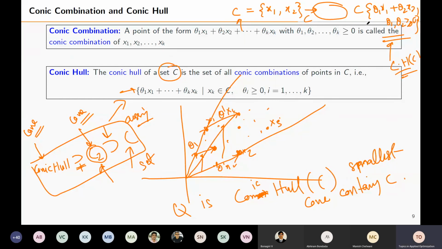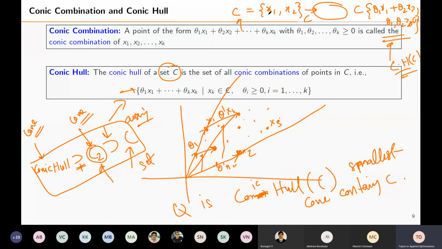Okay, subset. It's not a conic hull, but still a cone containing x1, x2. And that cone will belong to the conic hull. Which one? The cone. Yeah, it belongs to the conic hull. Yeah, exactly. If you make a cone of this, then it will not be a conic hull, but still be a cone.